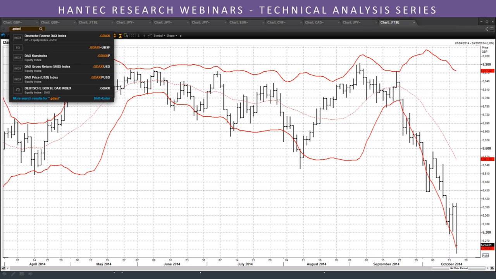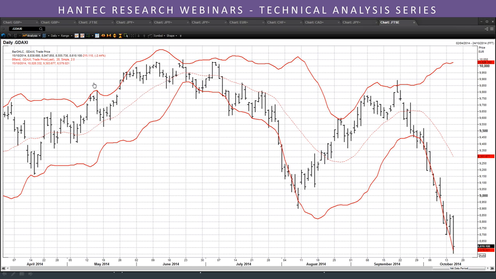GDAXI, DAX, same picture, pretty much exactly the same in terms of the Bollinger Bands. Look at that move to the downside, such a strong move, and not even yet really any signals that suggest any turnaround. So further downside in the DAX, according to Bollinger Bands.